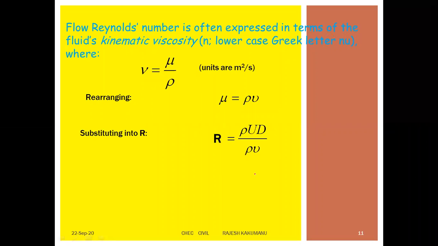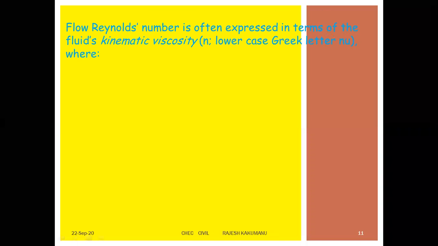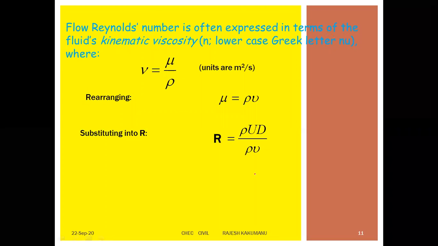So substituting into r లో సబ్స్టిట్యూట్ చేస్తే mu వాల్యూ ని, ఈ r ఫార్ములాతో సబ్స్టిట్యూట్ చేస్తే r is equal to rho into u into d divided by rho into v. నెక్స్ట్ ఏమవుతుంది, ఆటోమేటిక్ గా these 2 will get cancelled. రెండు క్యాన్సిల్ అయిన తర్వాత the formula is r is equal to u into d divided by v.